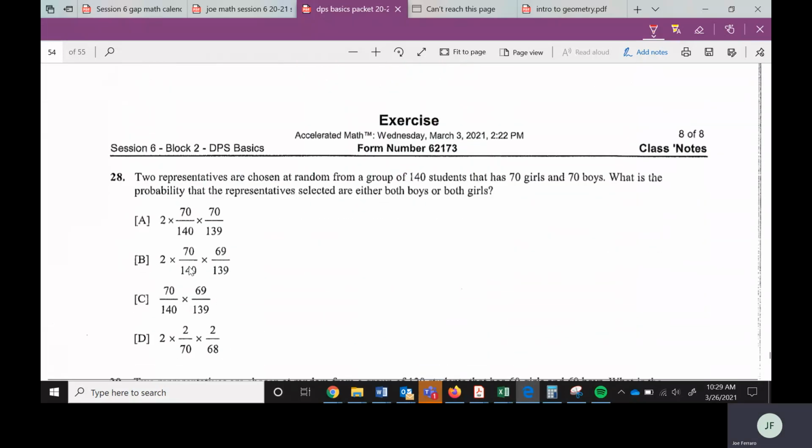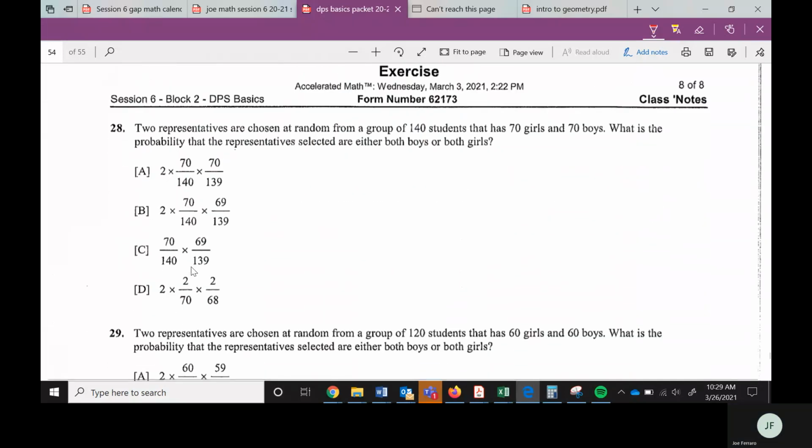And the last problem, number 28, says 2 representatives are chosen at random from a group of 140 students that has 70 girls and 70 boys. What is the probability that the representatives selected are either both girls or both boys? One thing that's nice in here is that they have the same number of both.